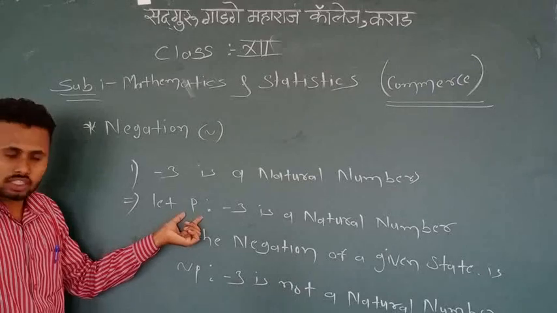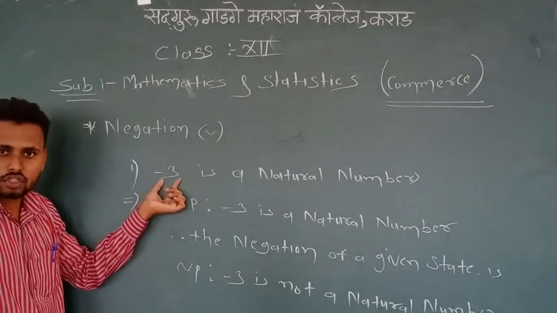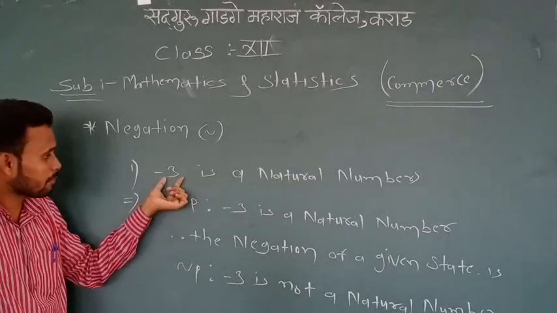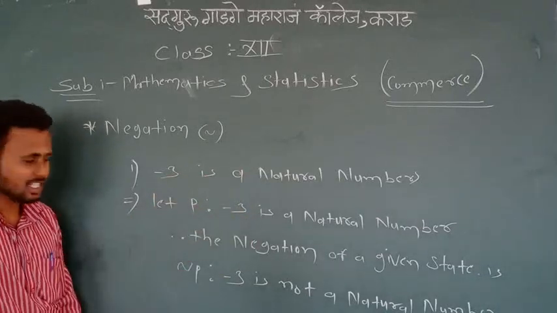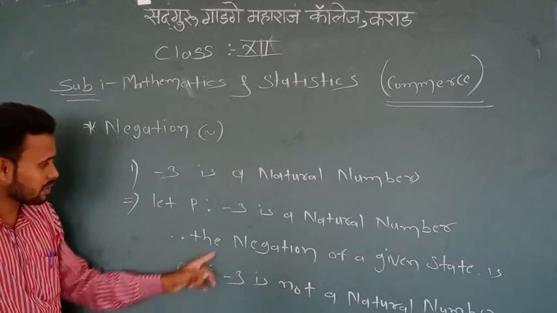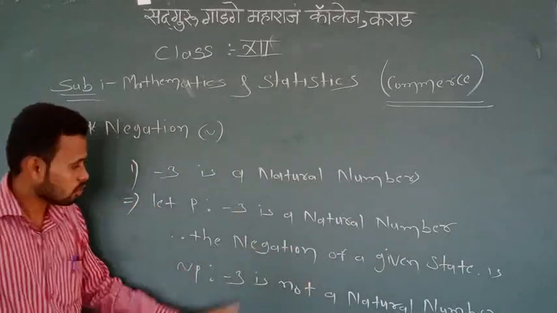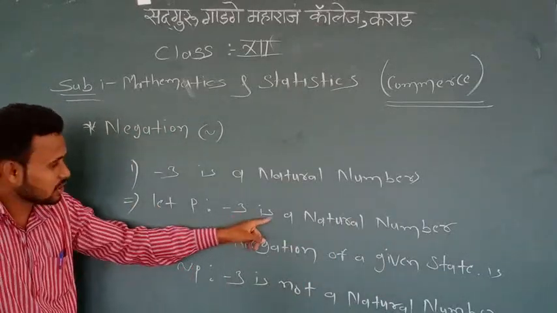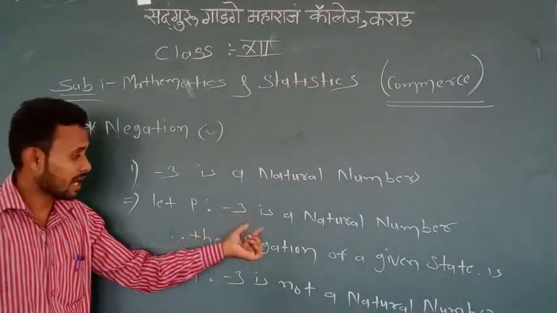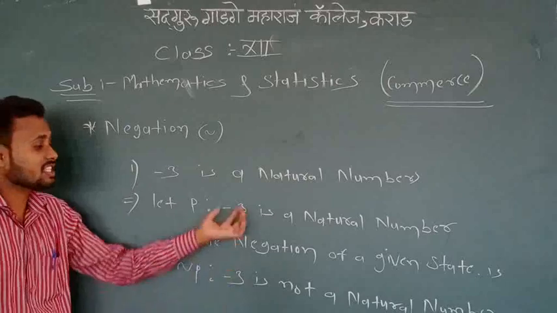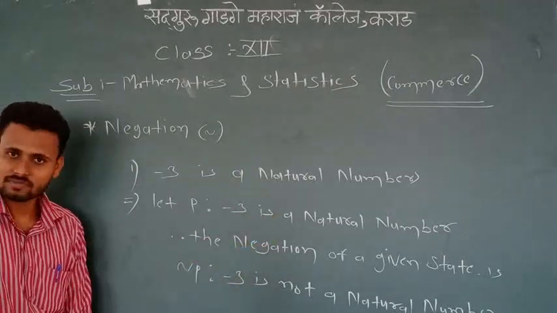Let P denote our given statement. Let P denote -3 is a natural number. Then the negation of that given statement, I write negation of P: -3 is not a natural number, or it is not true that -3 is a natural number, or it is false that -3 is a natural number.